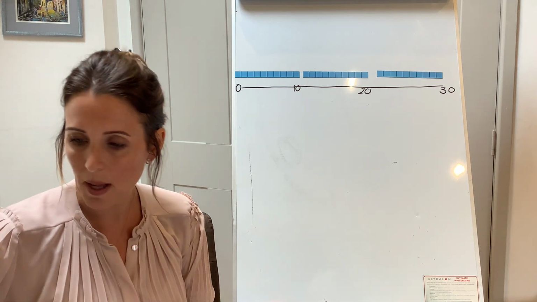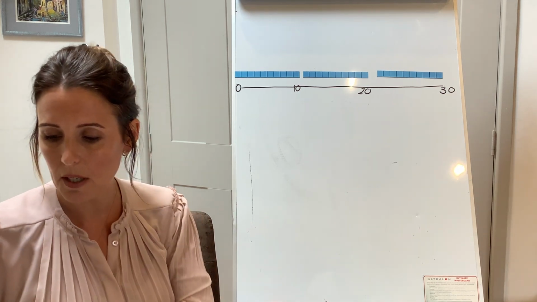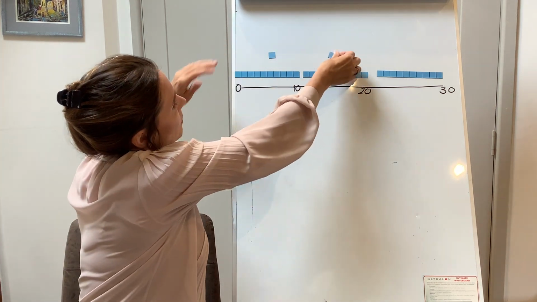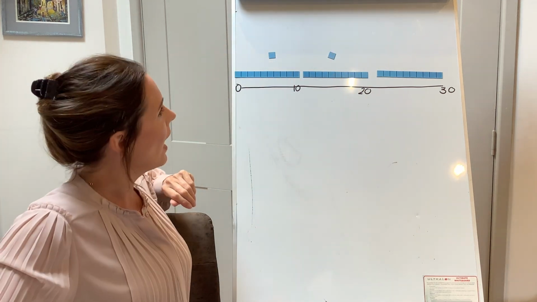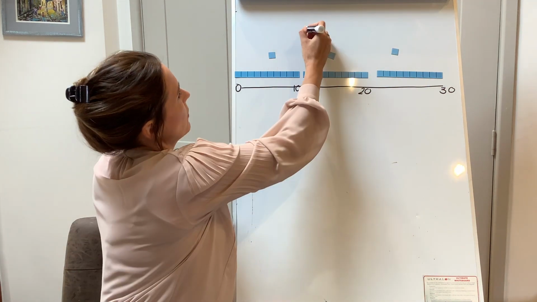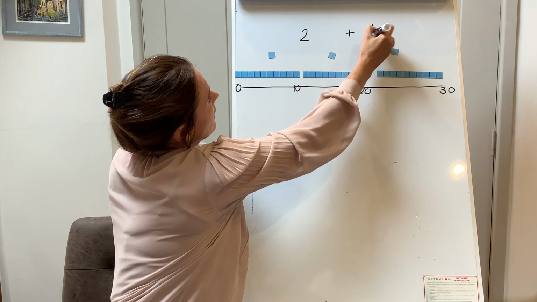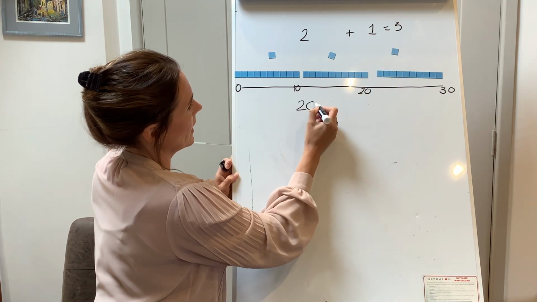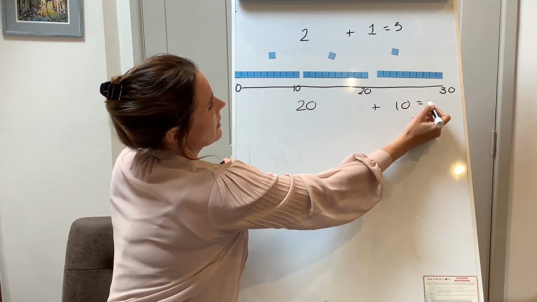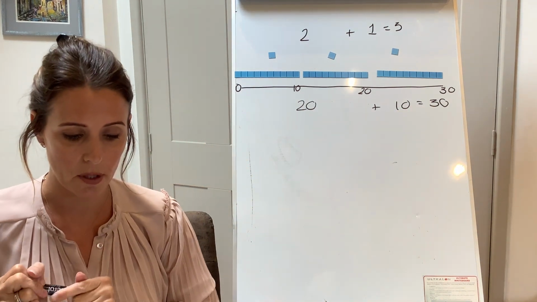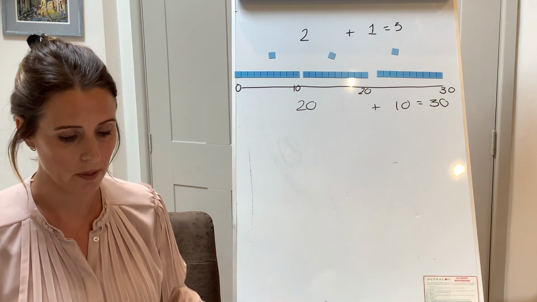We can see this as well using the 1 counters, using our related facts. So if I have 2, add 1, it is equal to 3. So 2 add 1 is equal to 3, the same as 20 add 10 is equal to 30. So that's using those facts to help us, using those number bonds to help us.